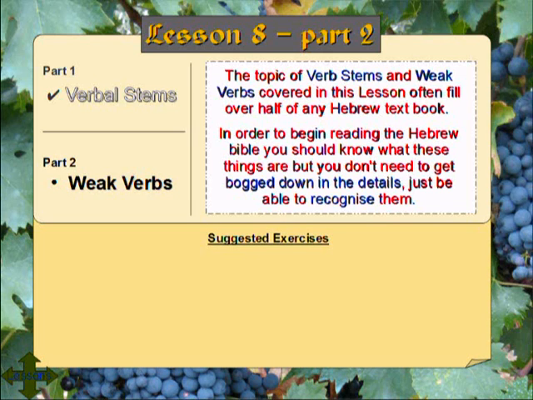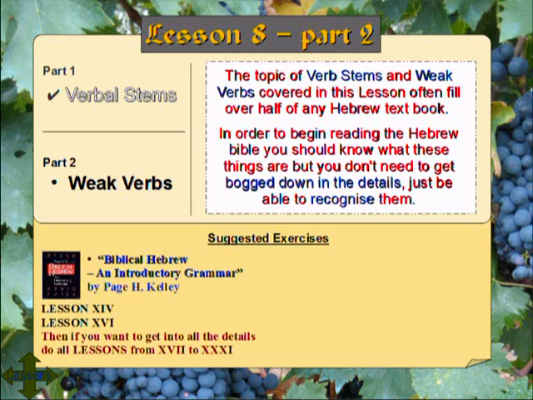So the suggested exercises for Lesson 8 Part 2 in Biblical Hebrew: An Introductory Grammar by Page H. Kelley, we have Lesson 14 and Lesson 16. Then if you want to get into all the details, do all lessons from 17 to 21.